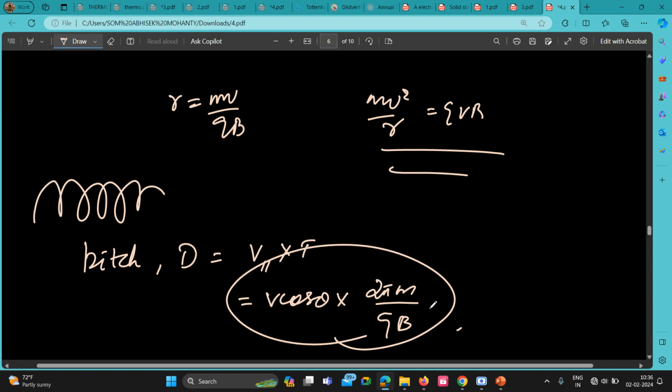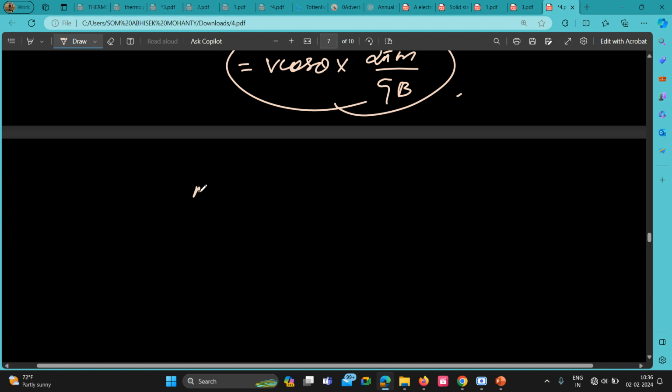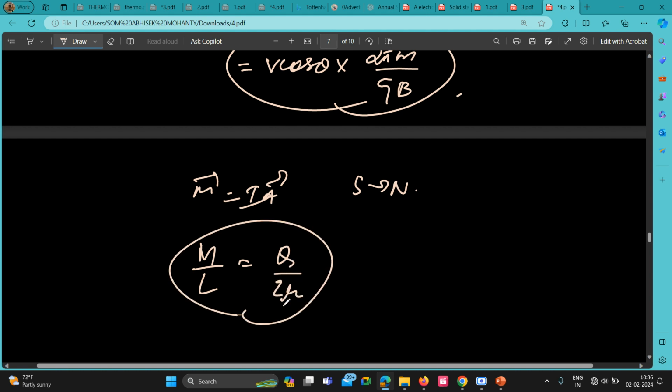The magnetic moment, you know, is m is equal to I A, and the direction is south to north. And m by L is equal to q by 2 mu. This one is very important. This is the magnetic moment by angular momentum, equal to q by 2 mu.